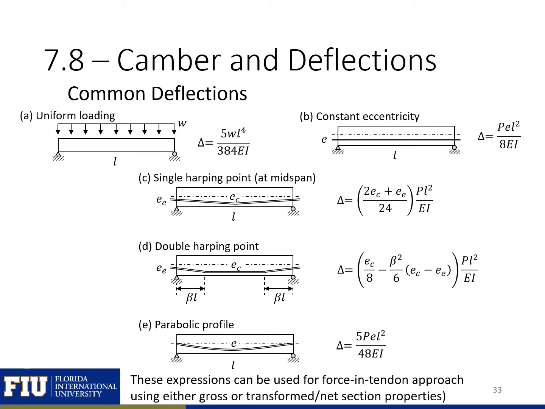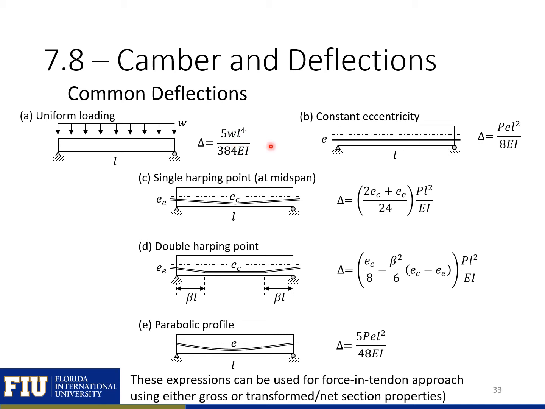If we assume that we have linear elastic material properties and assume that our pre-stressing force is applied to the section in terms of a force, we can come up with these basic equations shown here that we'll use to calculate deflections. We have our deflection due to our uniform loads, so this will be any applied loads from our self-weight, our superimposed dead loads, our live loads.